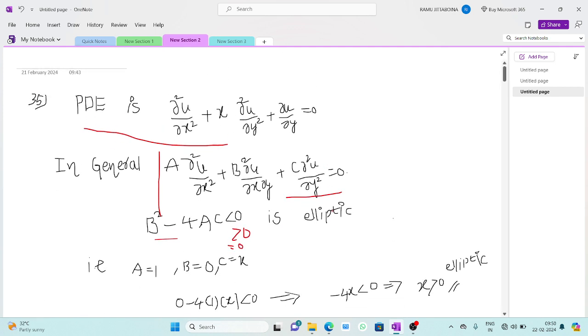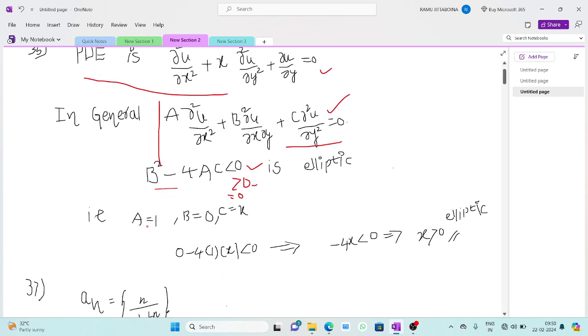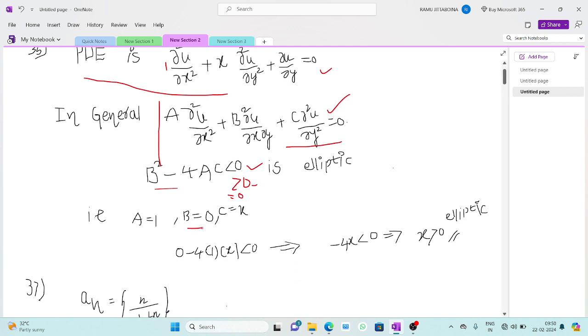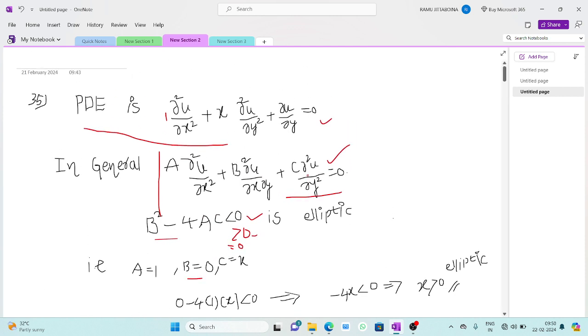So here it is asking only about elliptic, so I just use this condition. If he is asking about hyperbolic or parabolic, you may use the other conditions. What I did was compare this general PDE with our question. I get a equal to 1 because the coefficient of ∂²u/∂x² is 1. The coefficient b should be 0 because that term is not present here. And c is x because the coefficient of ∂²u/∂y² is x here.